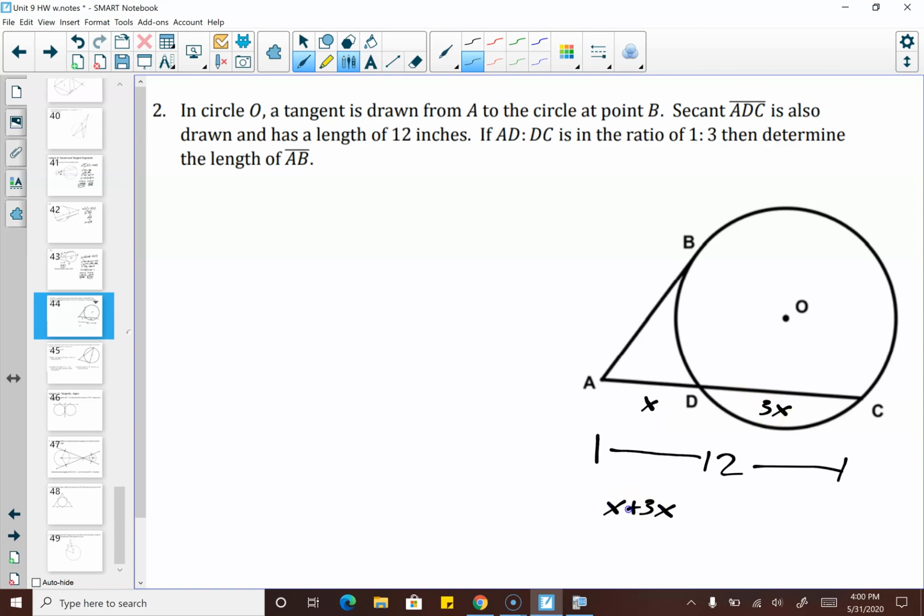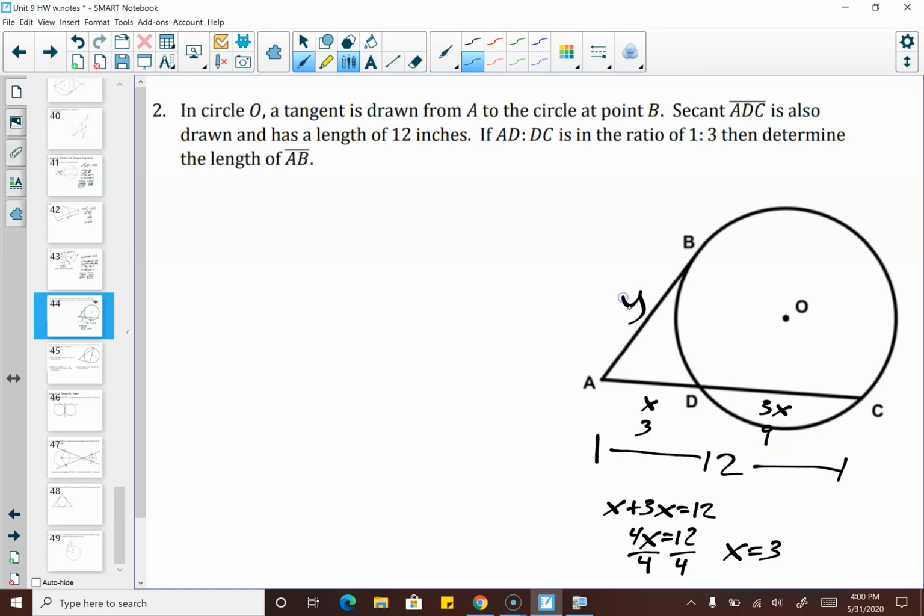So if we take those and we add them up and set them equal to 12, that gives us 4x equals 12. Divide both sides by 4. That gives us that x is 3. So that gives us 3. And 3 times 3 is 9. So that makes sense because 3 plus 9 is 12.